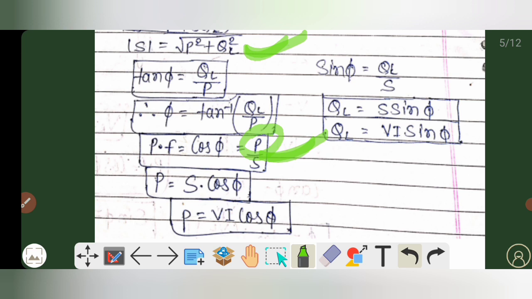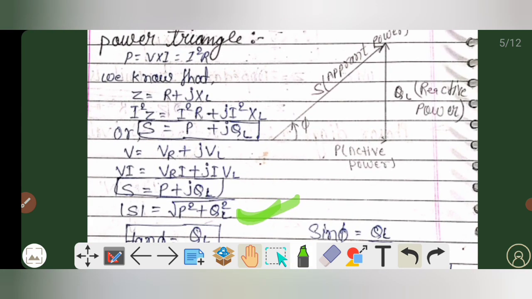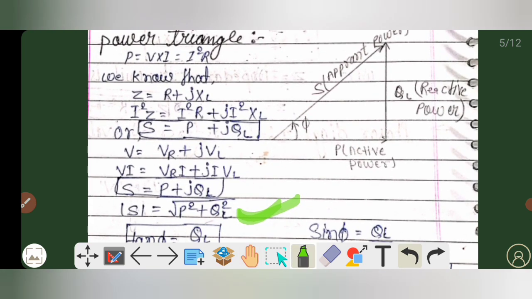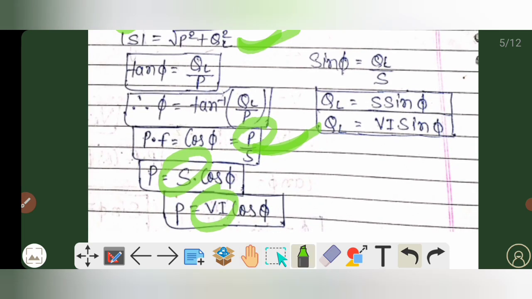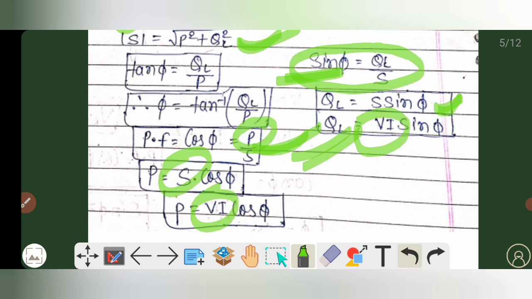And my dear friends, as we know, S is equal to V into I. So here we put the value of S, and P comes out to be VI cos phi. Now if you want to calculate the value of sin phi, that comes out to be QL by S. And if you want to calculate the value of QL, that comes out to be S into sin phi. As we already know S is equal to V into I, the overall value of QL comes out to be VI sin phi.